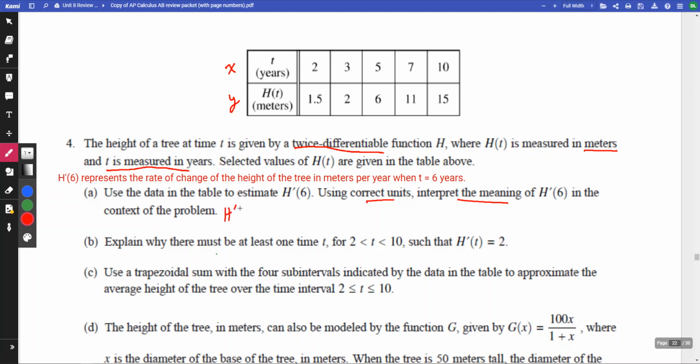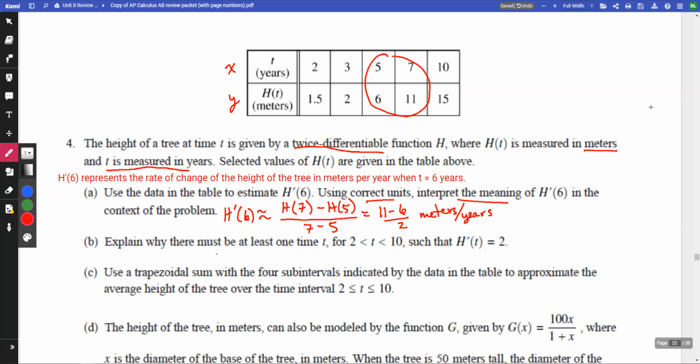Well, h prime of 6 is going to be approximately equal to, let's look at our data table, h at 7 minus h of 5, because 6 falls between there, all over 7 minus 5. If I do that, that's going to be 11 minus 6 all over 2. And we already do have the units, but it doesn't hurt to say that's going to be meters per year.